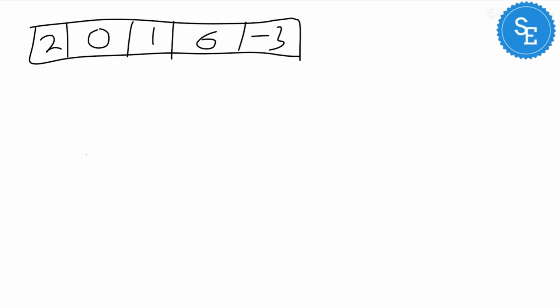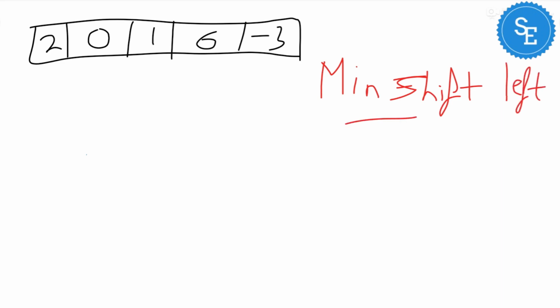So here we have been given an array. We have to sort this array using the selection sort technique. So the basic fundamental of selection sort is that we have to find the minimum from the given array and we need to shift that to the left. So this is the main basic fundamental of selection sort. So let's see how it will be done.